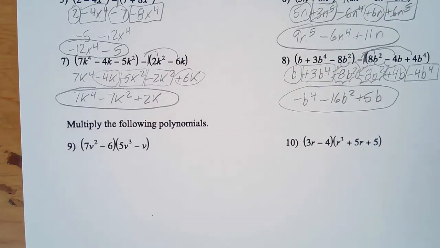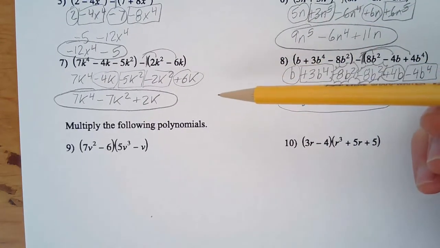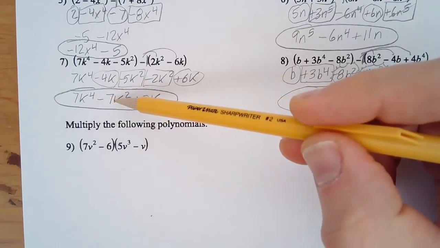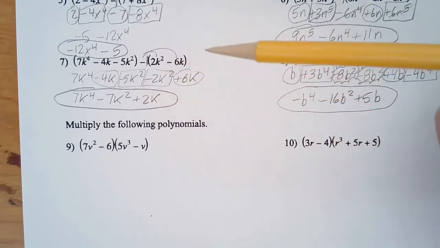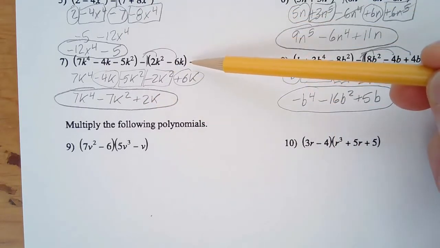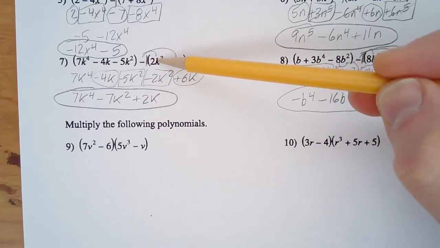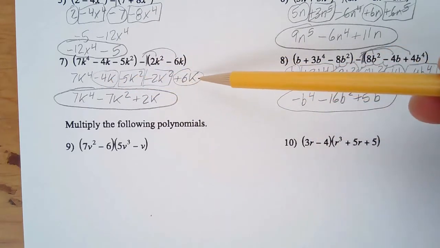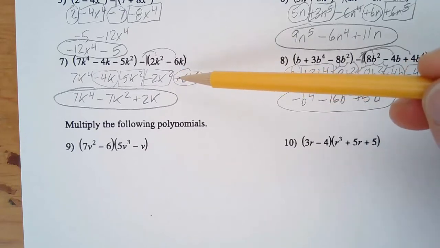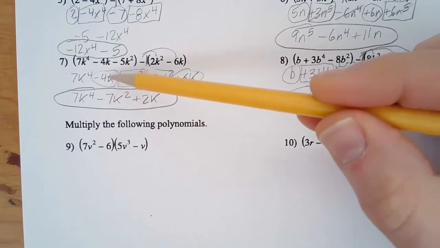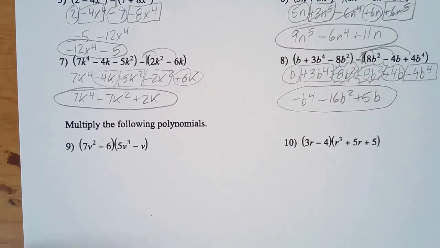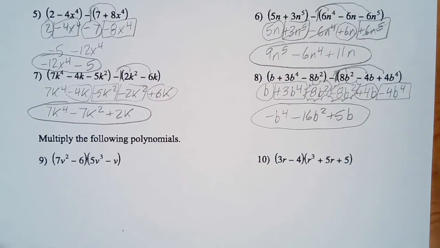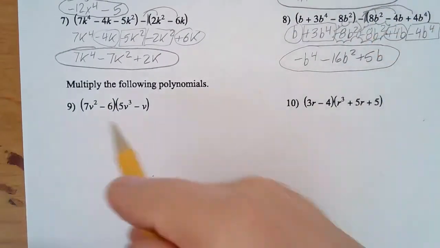All right, we're back again. So my answer for number 7, I got 7k to the 4th minus 7k squared plus 2k. So you can see what I did here. I rewrote it after I multiplied by -1, got these, circled my like terms or boxed them, and then combined like terms for my answer. Likewise on number 8. All right, let's multiply some polynomials.